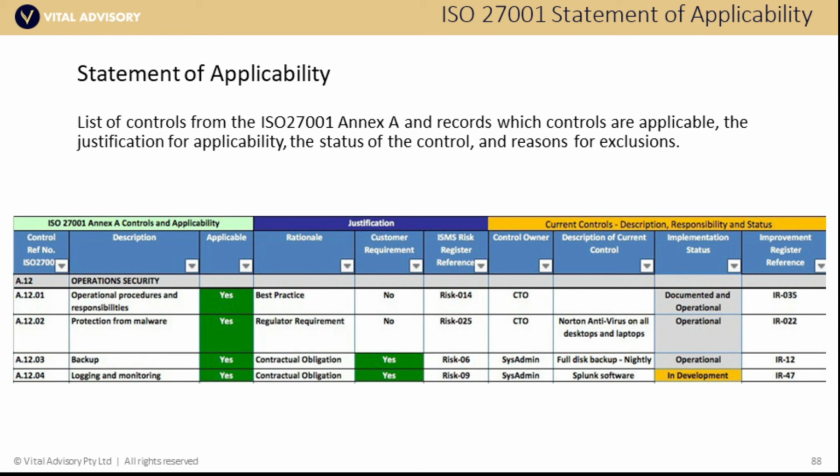We added here documented and operational. You'll see this one says documented, these ones don't. You can come up with whatever status you like. We have a bit of a model that we use. It's something like documented and operational, and as you can see, in development, non-existent, or something like that.